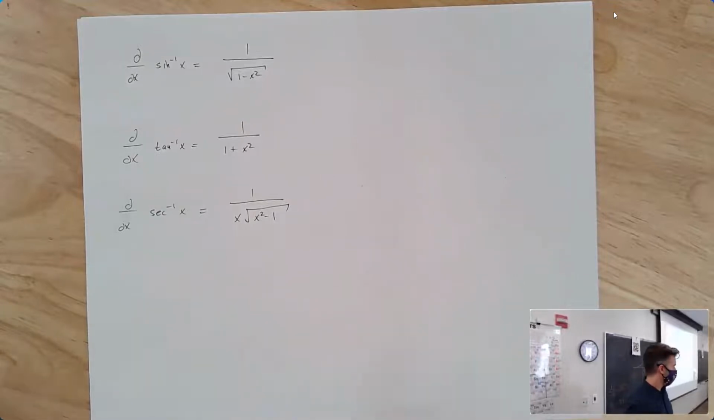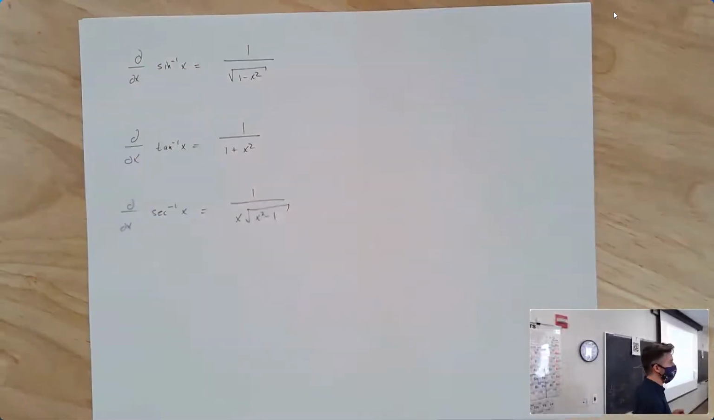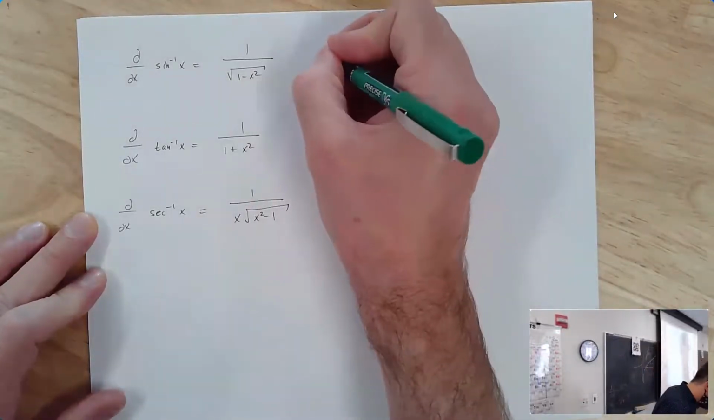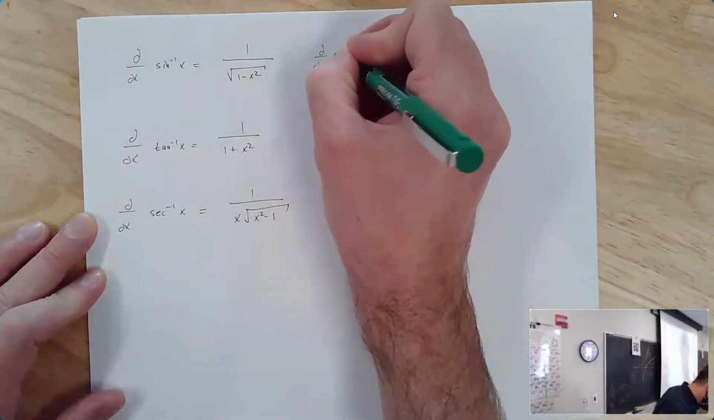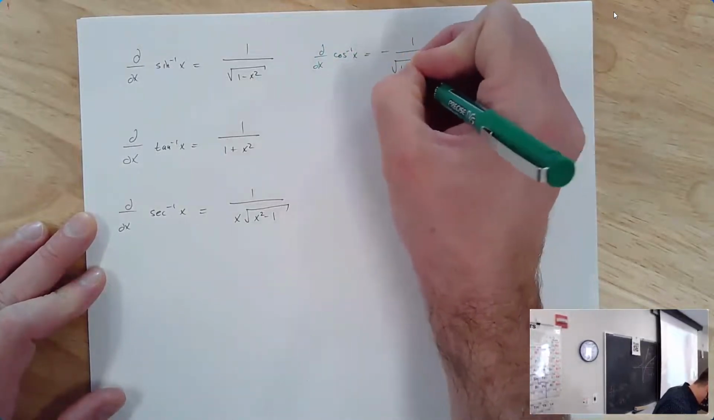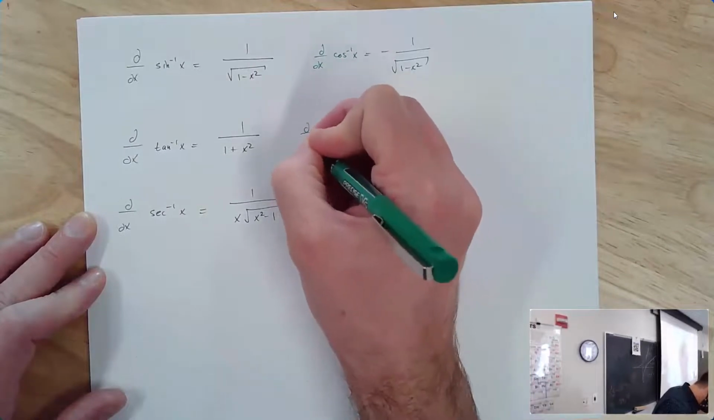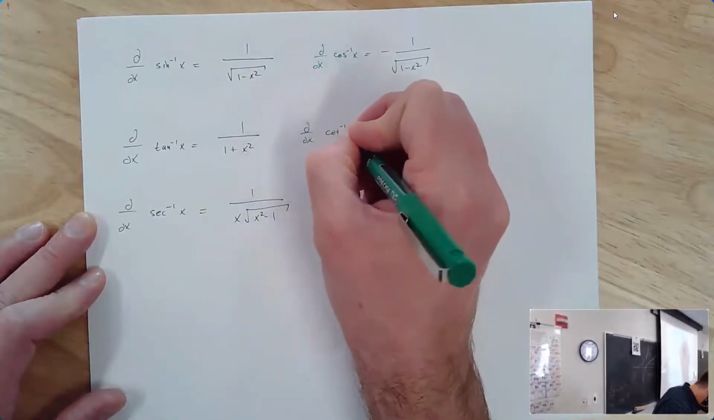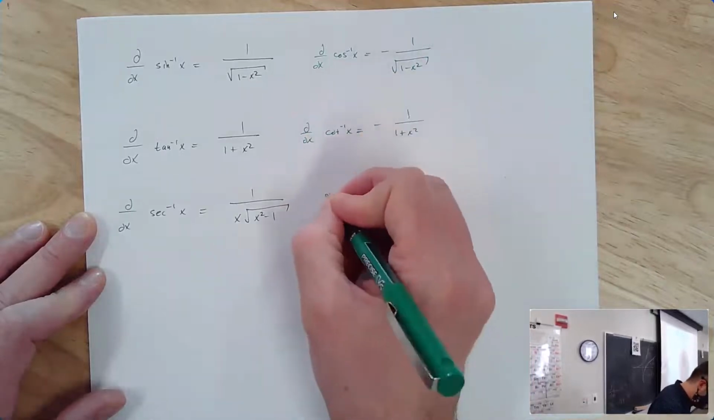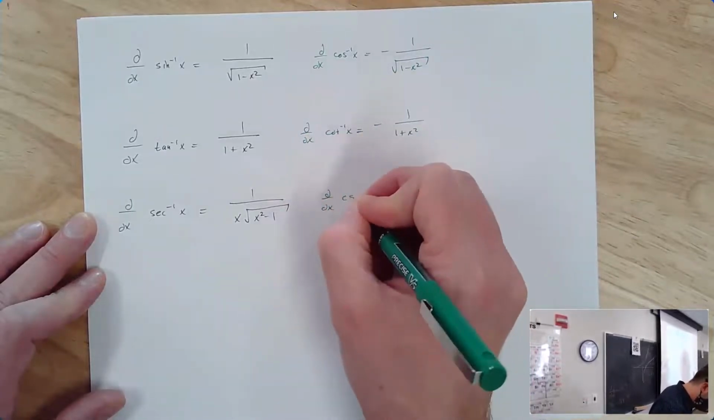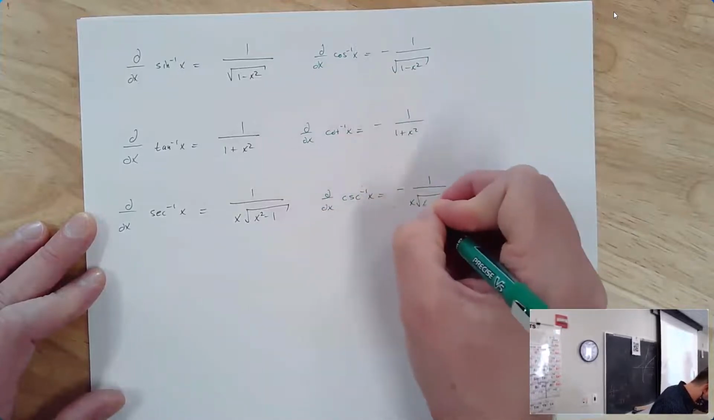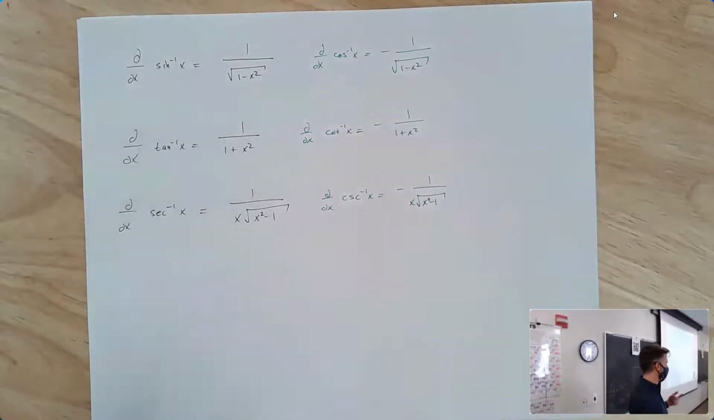The other nice thing is that if you know these 3, you know the other 3 as well. So the derivative of inverse sine is that. The derivative of inverse cosine is negative 1 over the square root of 1 minus x squared. The derivative of inverse cotangent is negative 1 over 1 plus x squared. And it is true that the derivative of inverse cosecant is negative 1 over x times the square root of x squared minus 1. Or if there's an absolute value, there's also an absolute value.